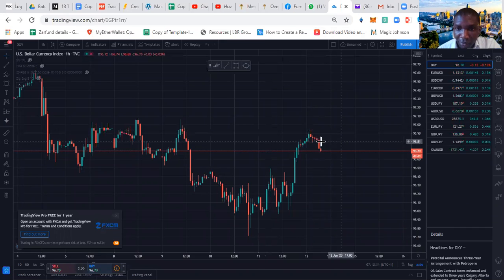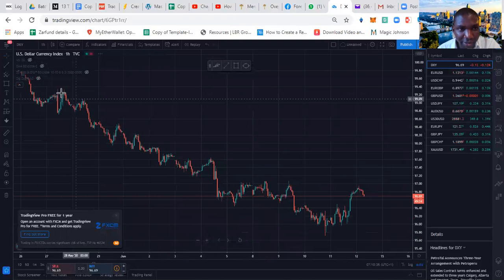Okay, let's start from here. This is what is called the DXY. If you can hear me, let me know. The DXY is called the dollar index. Now, the dollar index has been in a downtrend for some time.